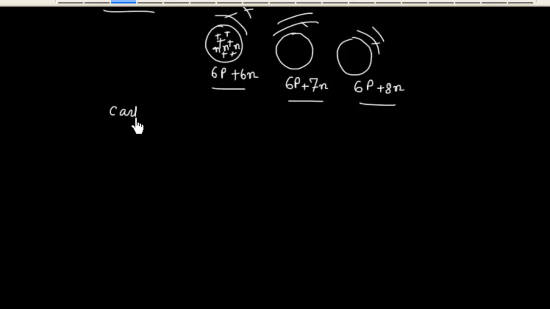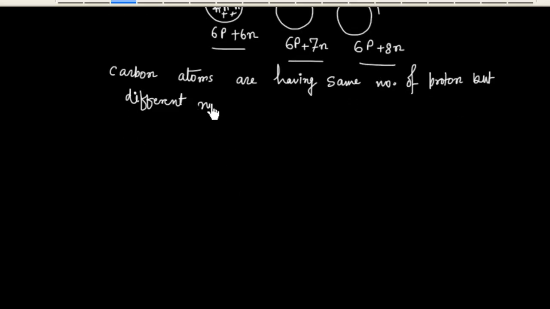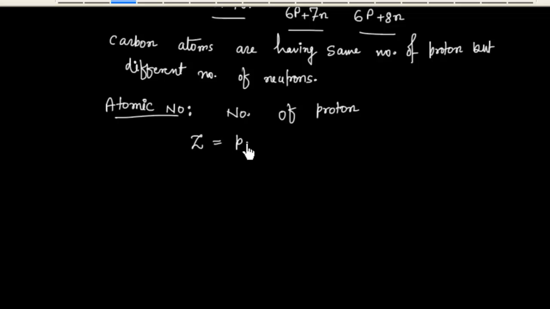So carbon atoms are having the same number of proton but different number of neutrons. Now we call this the atomic number. So atomic number is defined as the number of proton, and it is simply written as Z. So Z is equal to P, the number of proton.